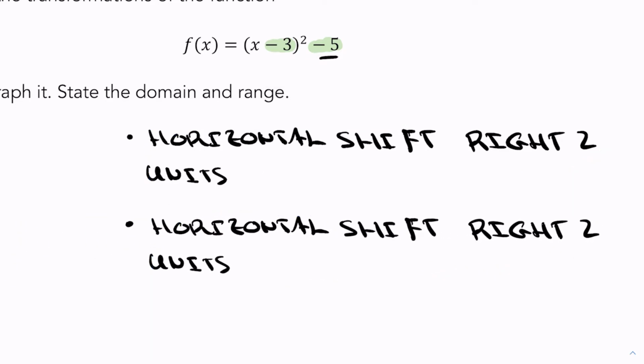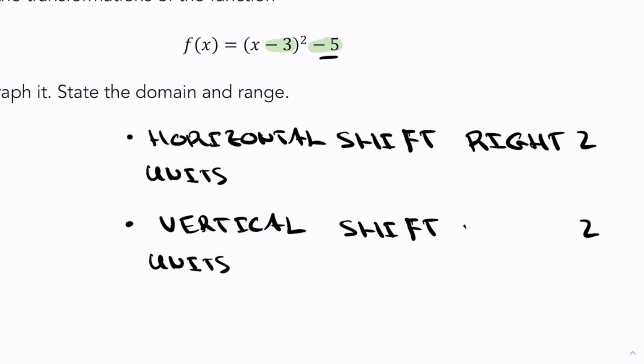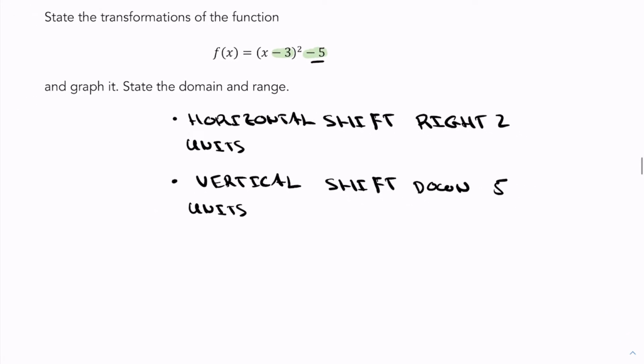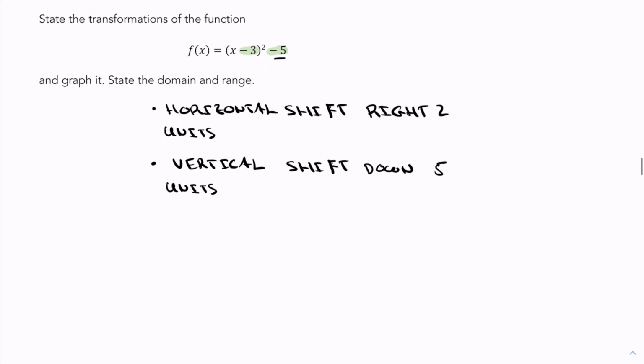Not a horizontal, but we have a vertical. I'm going to write in here vertical shift. And it's not right, it is going to be down. And instead of 3 units, it's actually down 5 units, because that's what the -5 means. So those are our transformations named. So what does the graph look like?